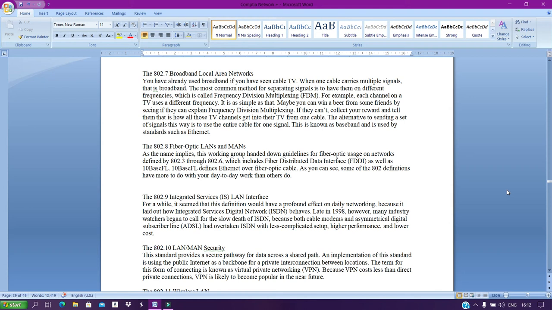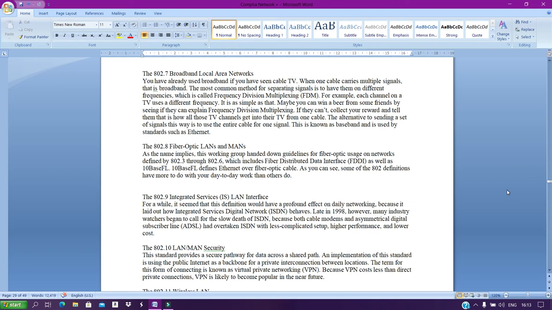The 802.7 broadband local area networks. You have already used broadband if you have seen cable TV. When one cable carries multiple signals, that is broadband. The most common method for separating signals is to have them on different frequencies, which is called frequency division multiplexing (FDM). For example, each channel on a TV uses a different frequency. It is as simple as that.